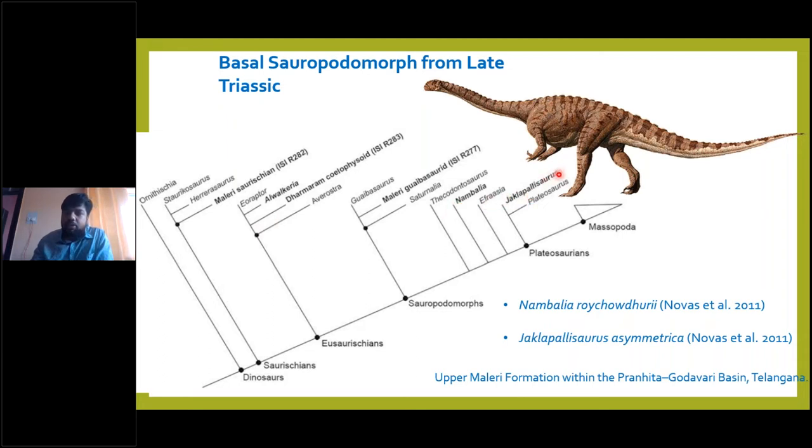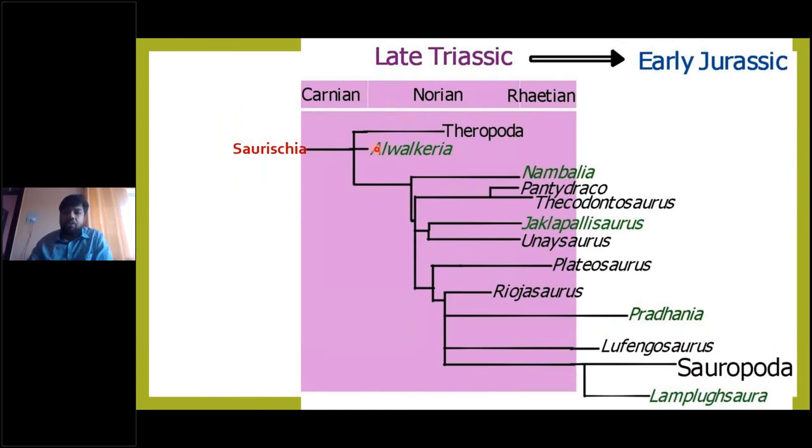But Nambalia and Jaklapallisaurus had a long neck and long tail, like sauropod dinosaurs, but they walked on their hind legs. Okay, so these were called prosauropod dinosaurs. Not sauropod dinosaurs, but prosauropod dinosaurs. Their remains are known from the upper Maleri Formation of the Pranhita-Godavari basin. So when we put the evolution on the geological time scale, we can see that here we find the very primitive dinosaur like Alwalkeria, and by the end of the late Triassic, we can see some prosauropod dinosaurs from India like Nambalia and Jaklapallisaurus, and all these dinosaurs whose taxa are in black are known from other subcontinents.